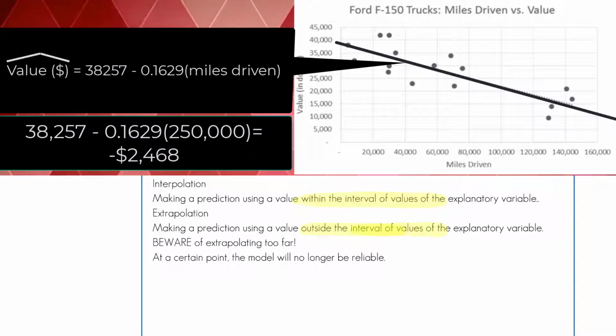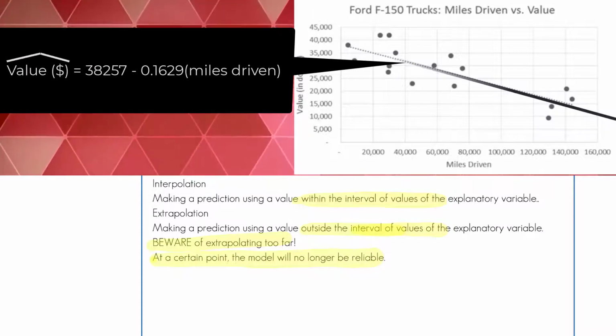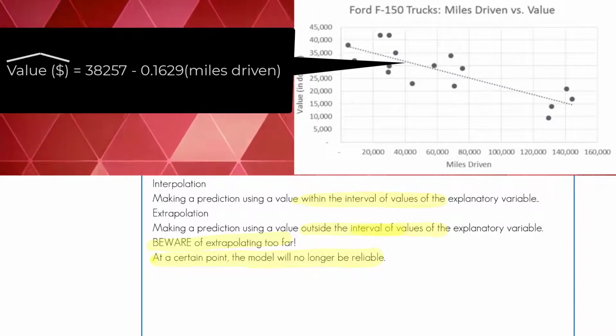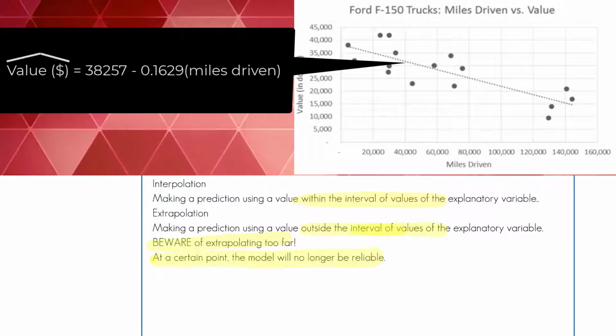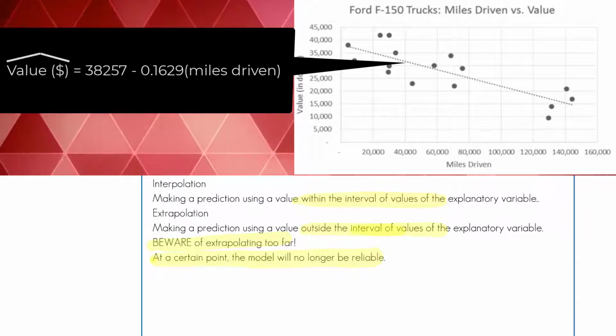What that just tells me is that the model predicts that I would owe somebody money if they want to buy my truck. And that doesn't make a lot of sense, right? So I come to you and say, hey, you want to buy my truck? How many miles has it got on it? 250,000. Okay, I'll take your truck off your hands, plus you have to give me 2,500 bucks. No, that's obviously not going to work. So extrapolation is very dangerous in the land of statistics. So beware of extrapolating too far. At a certain point, your model is most likely not going to be reliable. And that is one of the dangers that we have to be aware of when we are working with any kind of mathematical model like this.